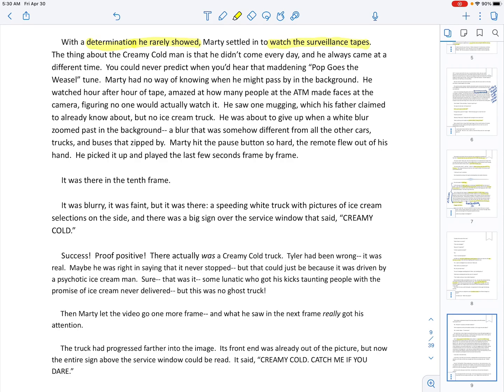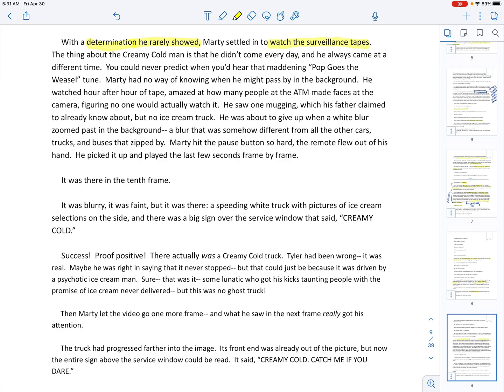The thing about the creamy cold man is he didn't come every day, and he always came at a different time. You could never predict when you'd hear that maddening Pop Goes the Weasel tune. Marty had no way of knowing when he might pass by in the background. He watched hour after hour of tape, amazed at how many people at the ATM made faces at the camera, figuring no one would actually watch it. He saw one mugging, which his father claimed he already knew about, but no ice cream truck.